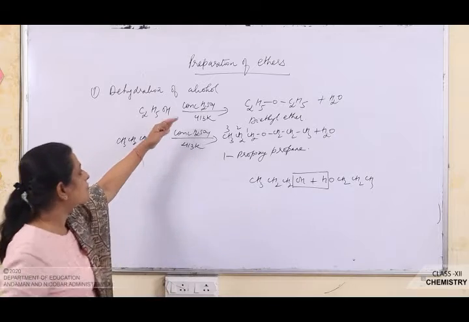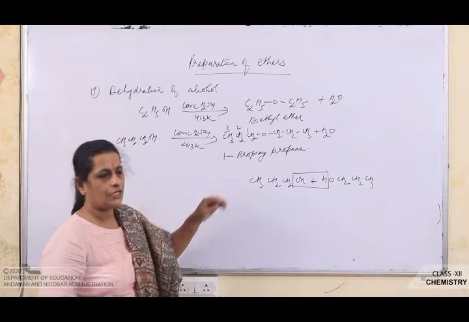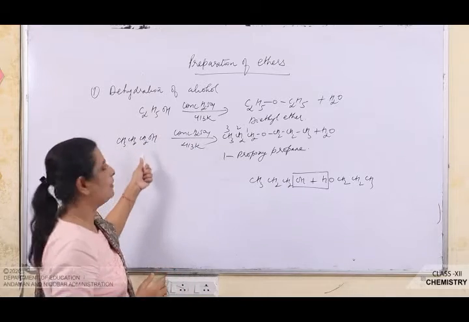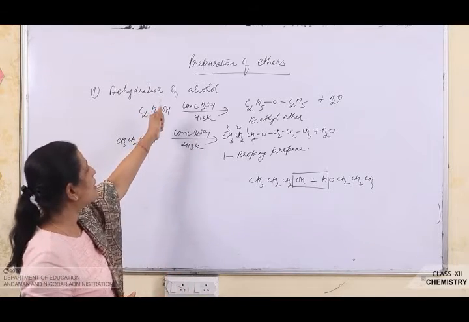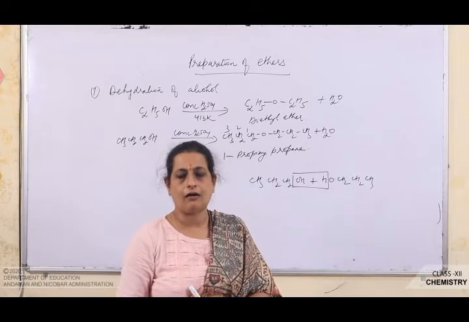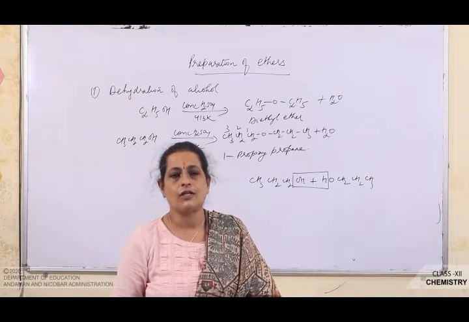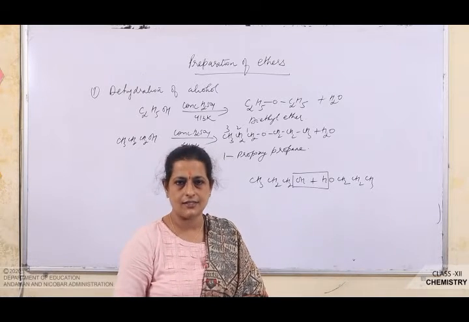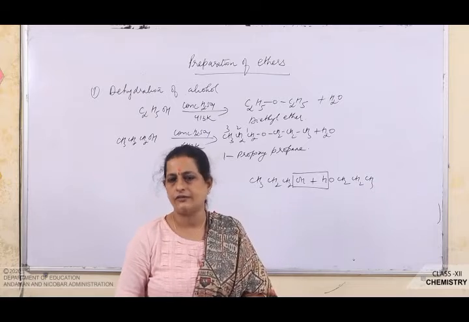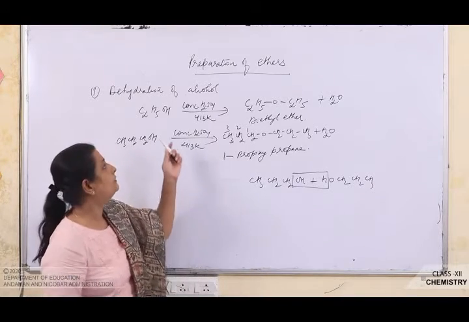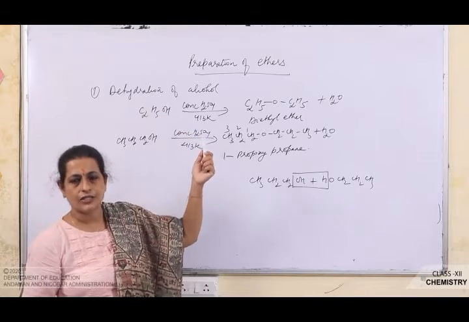So in all these cases, what are you getting? A symmetrical ether. If you have to get an unsymmetrical ether, you have to take what? Two different alcohols. So that is one of the limitations of this method, that by dehydration of alcohol we can prepare only what? Symmetrical ethers. If we have to prepare unsymmetrical ethers, we have to take two different types of alcohol. So that is not possible. That is one of the limitations of dehydration of alcohol to give ether.